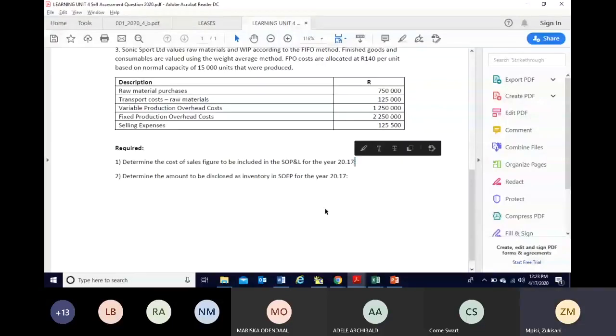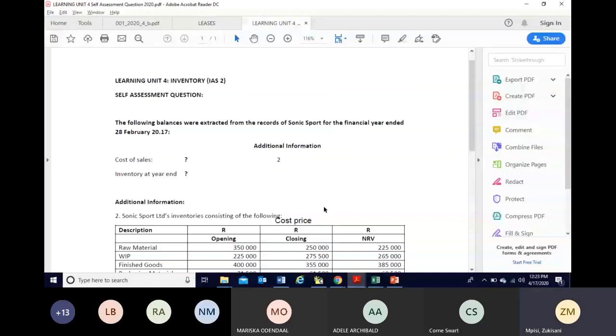Now, that does not only end there. I want you, if you do not have the textbook, to try logging on to the library page, library at UNISA. See if you can see electronic books. Try to find the IFRS book.